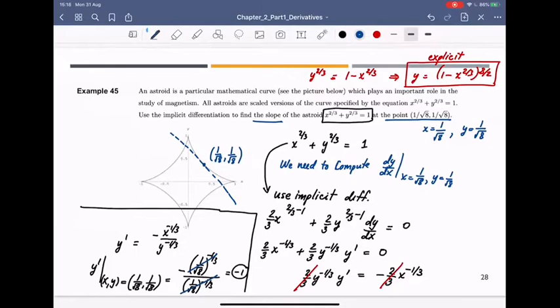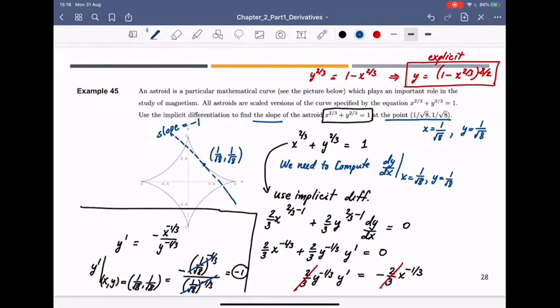Sounds good. And then it matches with the picture that we have, because the slope must be negative, and the slope is negative 1 as we want. So this is how we use implicit differentiation. Sometimes it is going to be a lot easier compared to simplifying to explicit form. Sometimes simplifying to explicit form is easier. Depends on you. So let's do one more example.